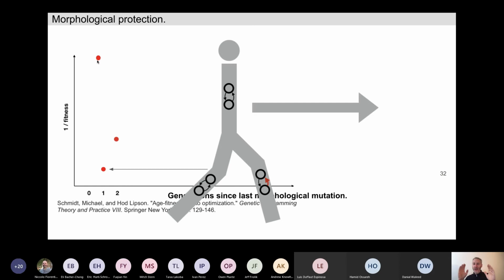So in this way, we have an evolutionary algorithm that can temporarily reduce selection pressure on individuals that have suffered recent changes to their physical structure. But as they start to produce children and age, that protection degrades over time.